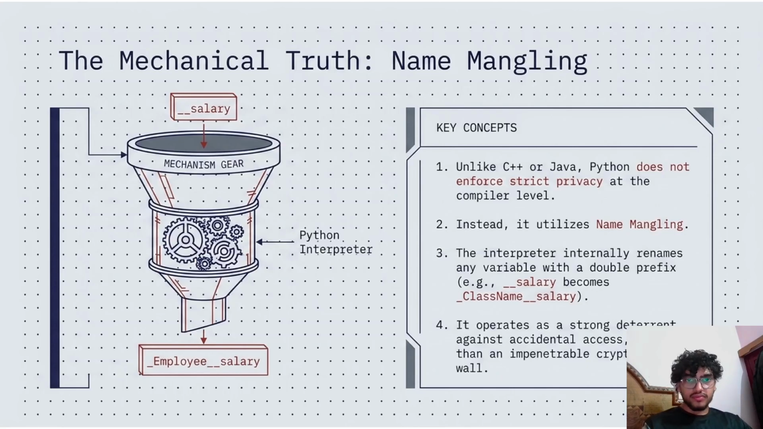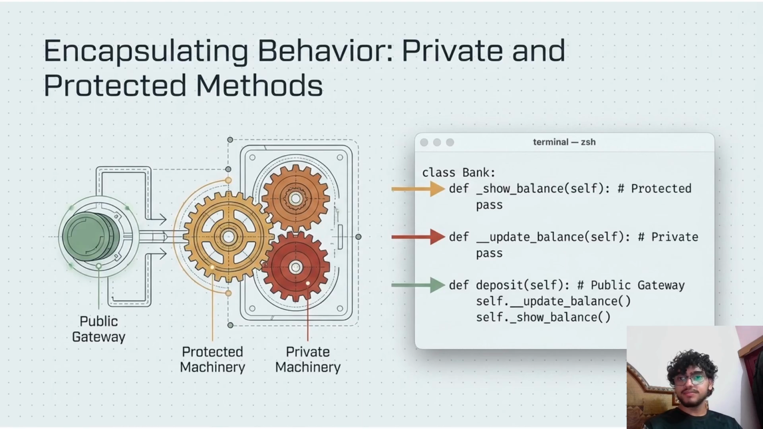So key concepts: unlike C++ or Java, Python does not enforce strict privacy at the compiler level. Instead, it utilizes name mangling. The interpreter renames any variable with a double underscore prefix, and it operates as a strong deterrent against accidental access rather than an impenetrable cryptographic wall. So it does not just create a wall that you can't access, just like C++ or Java. It just says that there is a gear that will be managed by the Python interpreter, and it uses name mangling.